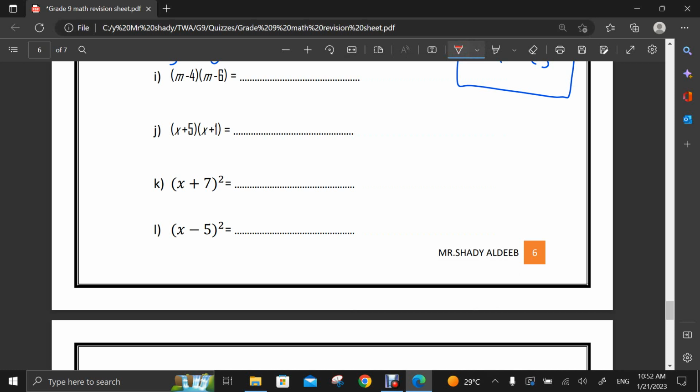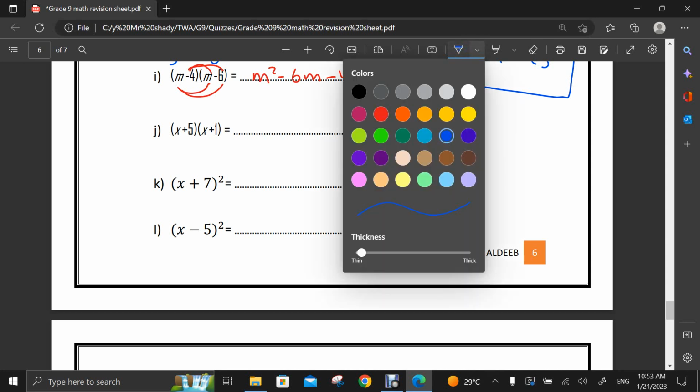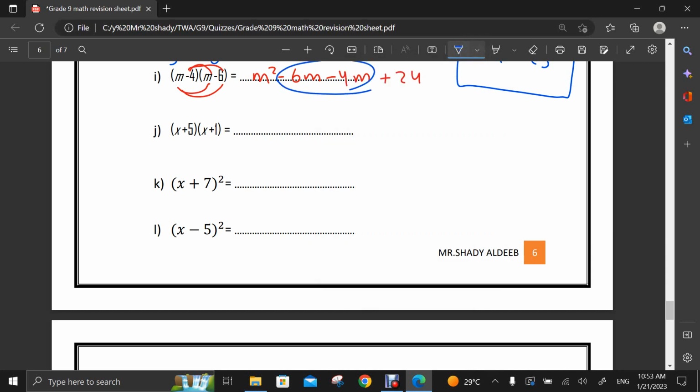So let's multiply it. M times m, which is m squared, and then m times negative 6, which is negative 6m. So it will be m squared minus 6m, and then negative 4 times m, and negative 4 times negative 6. Negative 4 times m is negative 4m, and negative 4 times negative 6, which is positive 24. Now you are going to simplify this part. So negative 6m minus 4m is negative 10m. So the final answer that we have here, it will be m squared minus 10m plus 24.